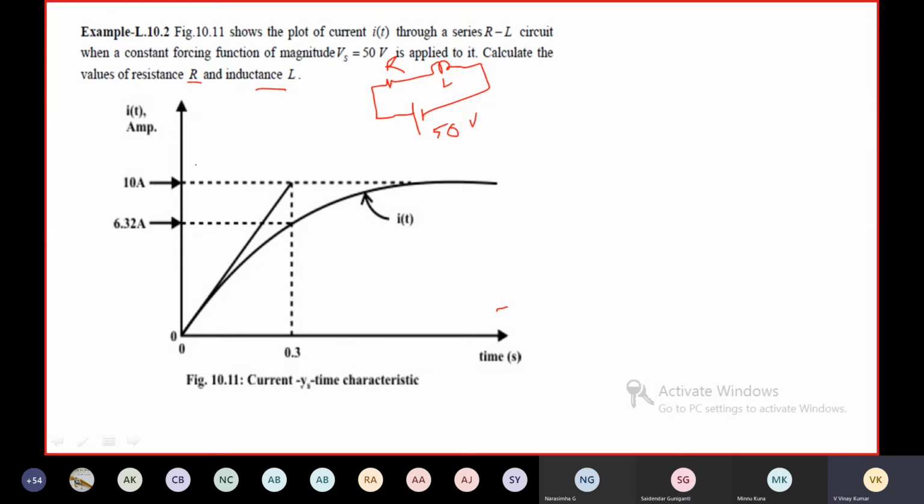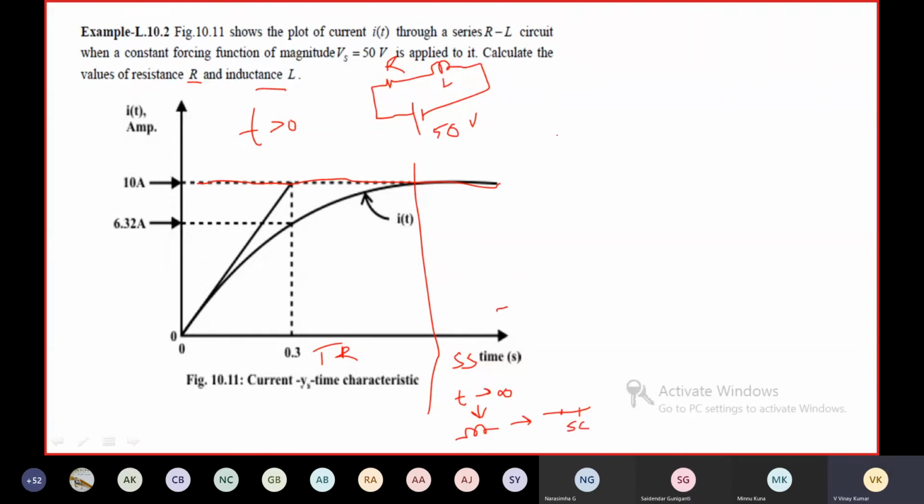Here, this is the steady state value, the final value. The total response is composed of two parts: this is the transient response and this is the steady state response for t greater than 0. Steady state occurs when time approaches infinity. At steady state, the inductor acts as a short circuit.